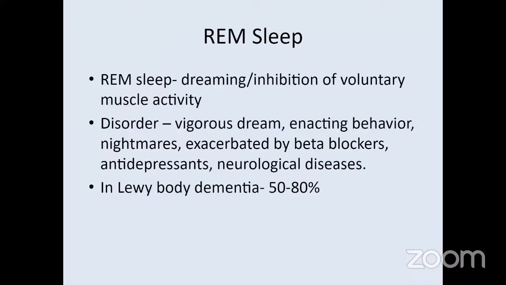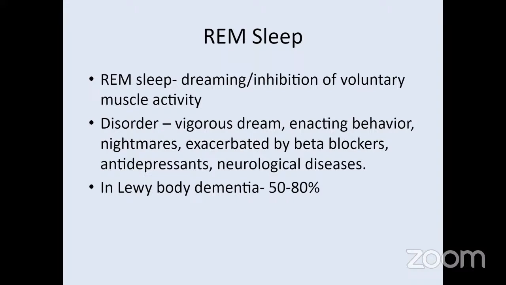So let's speak about REM sleep. REM sleep, dreaming, inhibition of voluntary muscle activity. So the dreaming occurs during the REM sleep stage, and there is an inhibition of voluntary muscle activity, and this is to prevent dream enactment during sleep.